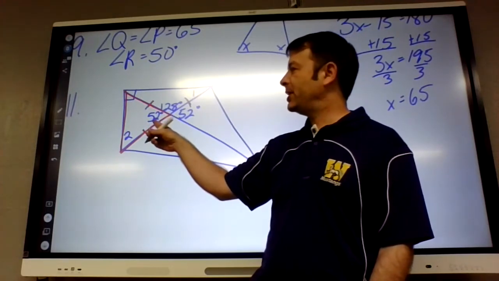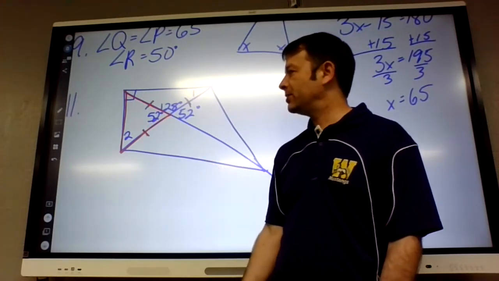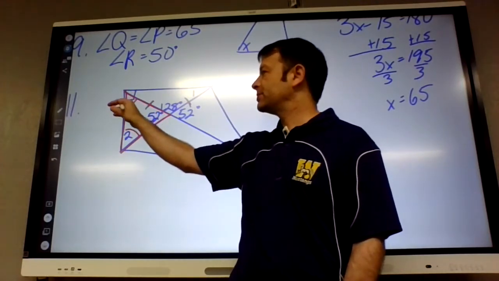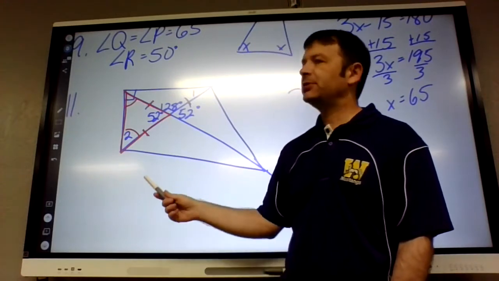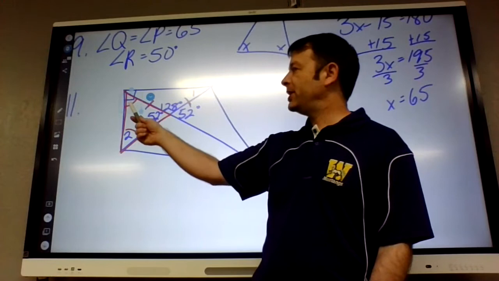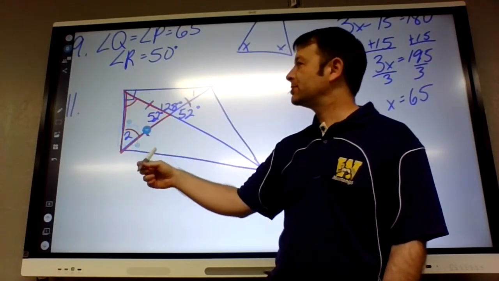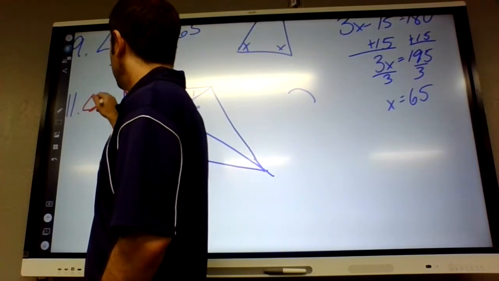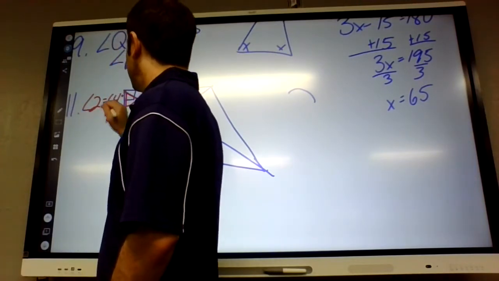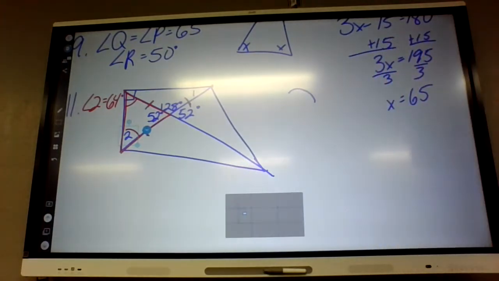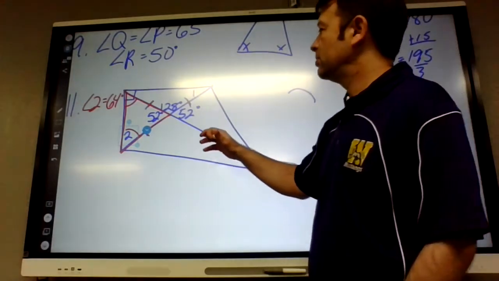So if I do 180 minus 52, that gives me 128. What do I do with the 128? Divided by 2. So these are base angles. Oh, base. So 128 divided by 2 is 64. So angle 2 is 64 degrees.